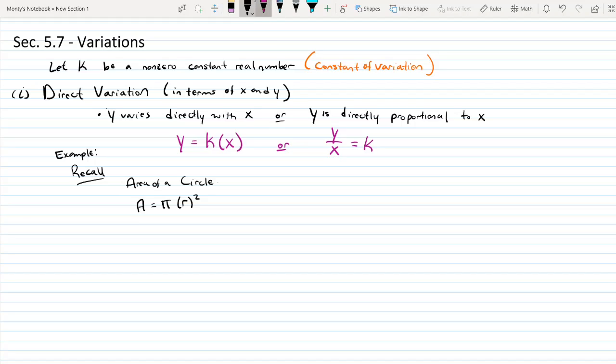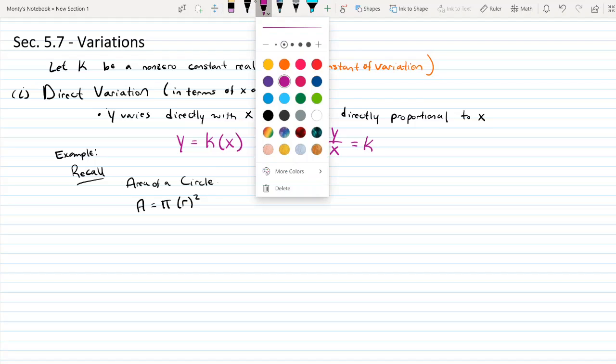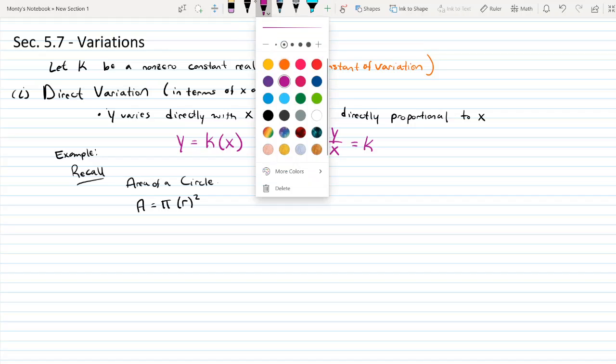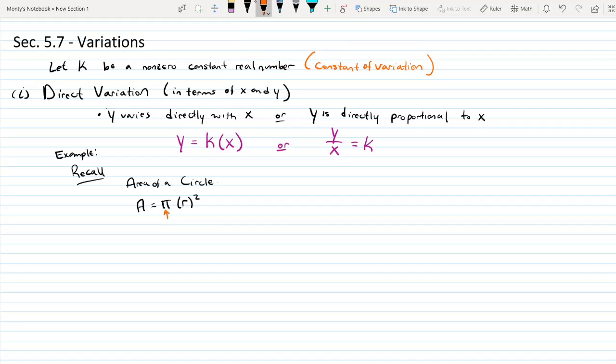So here we have a direct variation, where pi is your constant of variation.